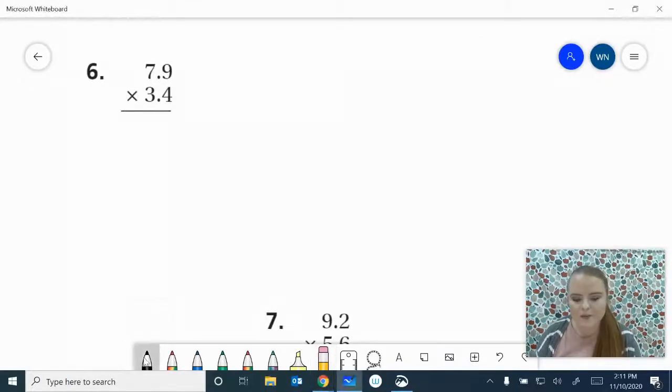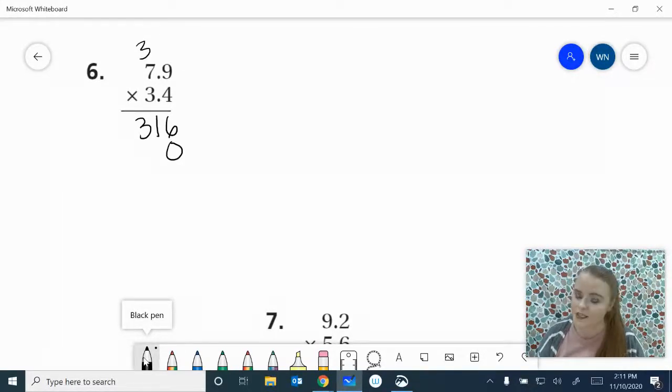Let's work out problem number 6. 4 times 9 is 36. 4 times 7 is 28, 29, 30, 31. Make sure you put your placeholder in there. It's very important. Don't forget that 0. 3 times 9 is 27. 3 times 7 is 21, 22, 23. Let's add those up. 6 plus 0 is 6. 1 plus 7 is 8. 3 plus 3 is 6. And then there's a 2.